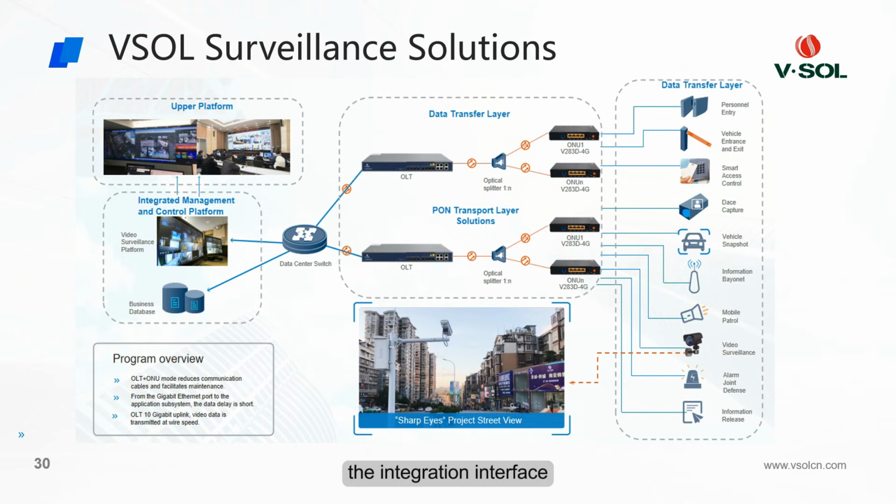Among them, the integration interface is responsible for connecting each existing public monitoring subsystem to the upper-level platform. Through VSOL's PON transmission solution and the tunneling protocol (VPN) function of fiber optic broadband developed specifically for the Sharp Eyes project, the original public video subsystem can be connected to the central platform through simple configuration to achieve the collection of grassroots data.